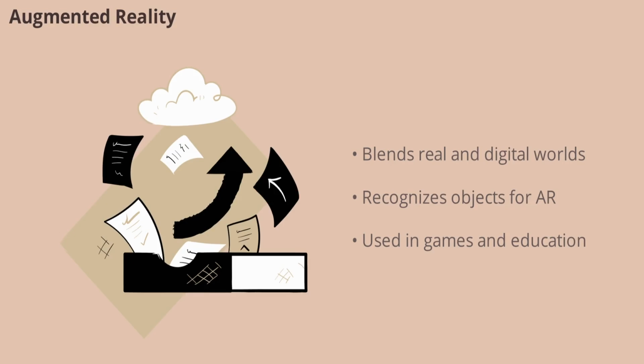AI vision helps AR systems recognize objects and environments, overlaying useful data or graphics. This technology is used in gaming, navigation, and education, creating immersive experiences that blend the physical and digital worlds.